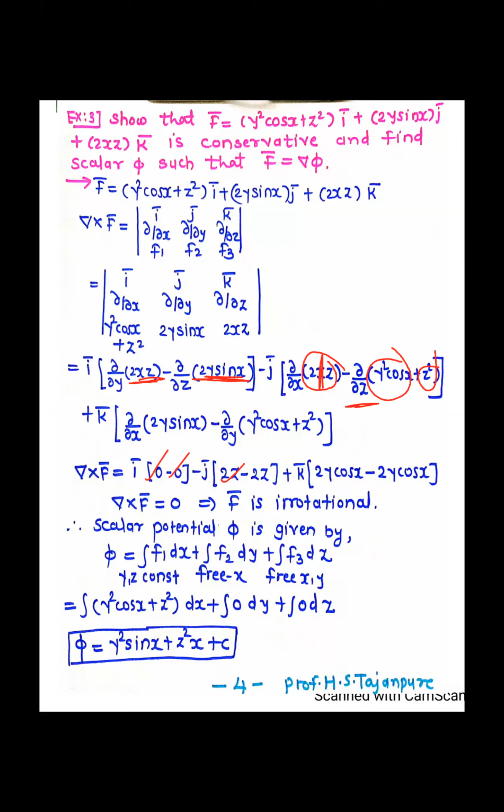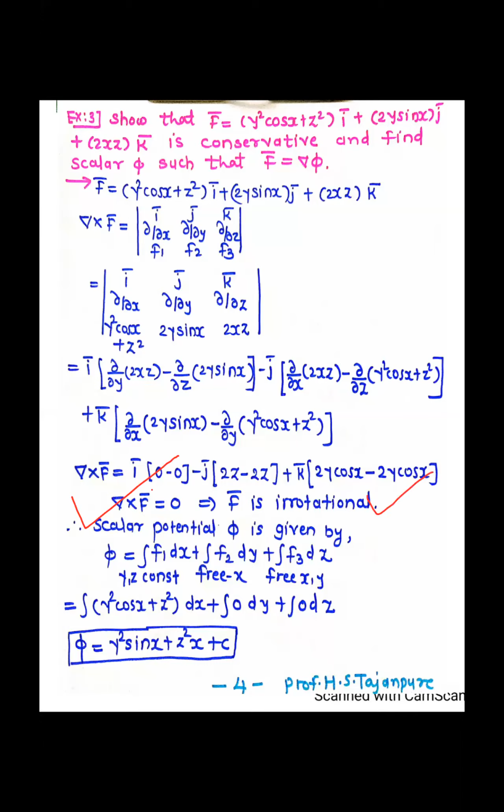The third term, with respect to x of this, 2y sin x will be 2y cos x. With respect to y of this, y square will be 2y cos x and z square will be 0. And hence you can see all the terms are getting cancelled and hence the value of del cross f bar is equal to 0. And hence f bar is irrotational or conservative.